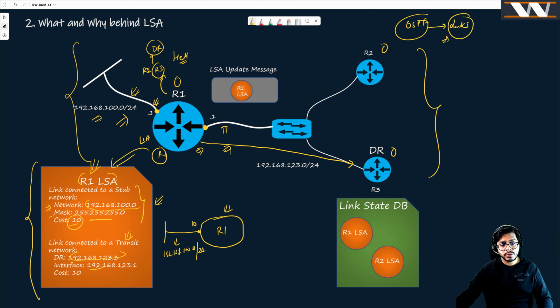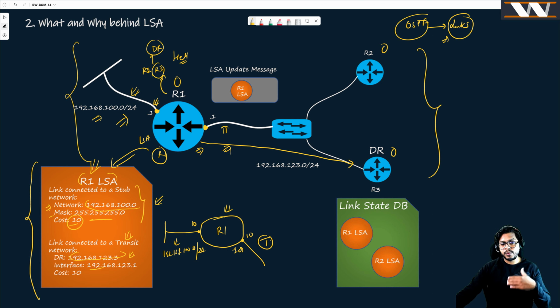Similarly, you also come to know that this router is connected to a transit network. I do not have much information about it, but on this transit network, it has found that there is a DR. It does not know where the DR is, but it knows who the DR is. It also says that this is a transit network over which it is connected, the IP address configured on this interface is .1, and the cost is 10. It is as simple as that.